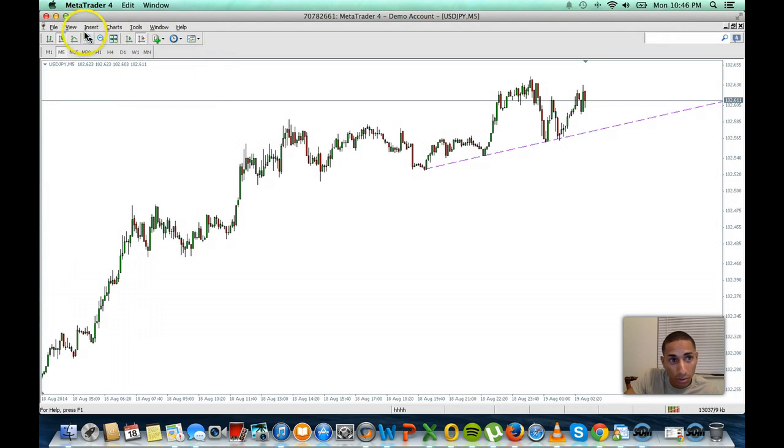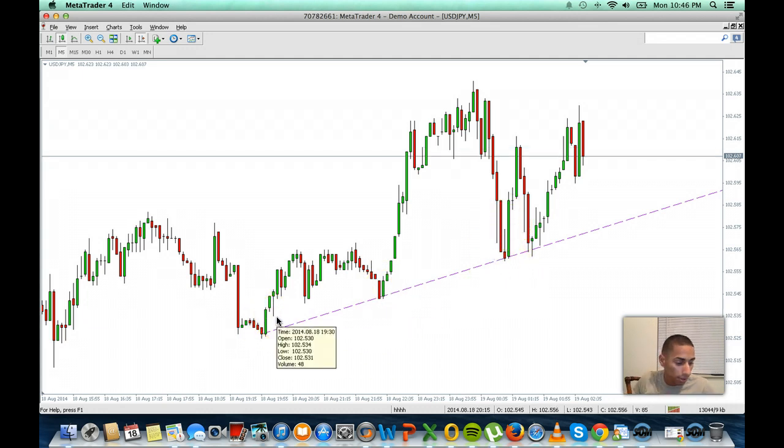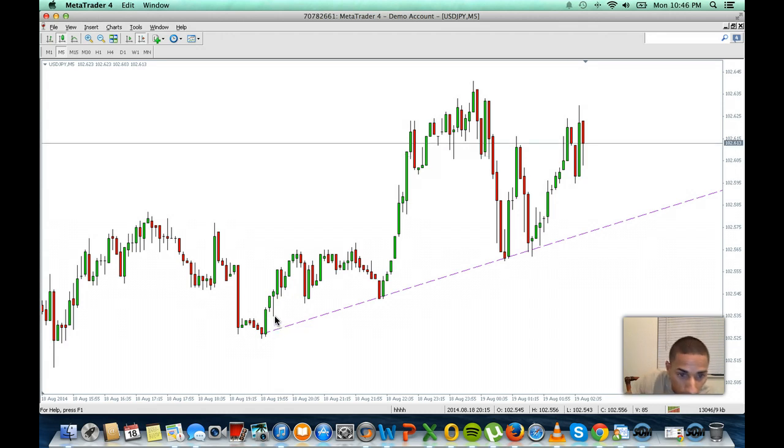I'm actually going to zoom in so I can show you guys how I trade off my trend lines. As you can see here, all of these right here are reversal patterns. This one right here is the breakaway, and it's also an engulfing pattern. This is engulfing, and this is a breakaway.